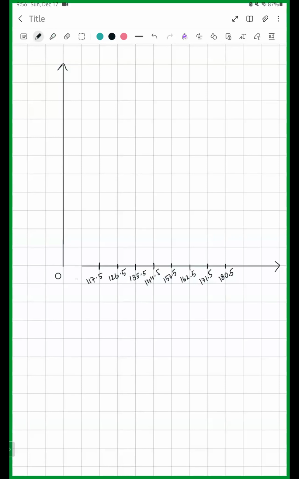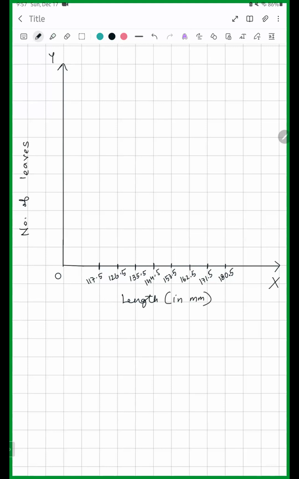All right. So we started from 117.5. We can't just put a straight line like this. Why? Because each unit represents 9 millimeters, right? The length is in millimeters. This is the x-axis, and the y-axis is your number of leaves.